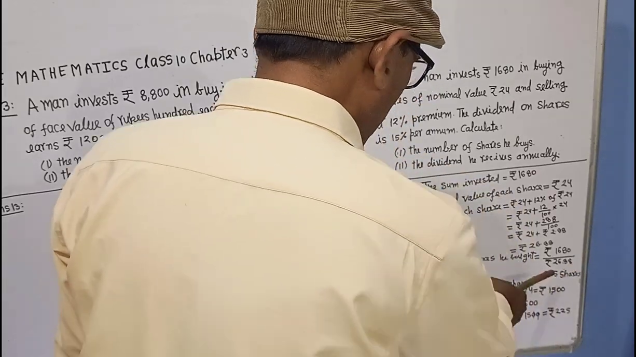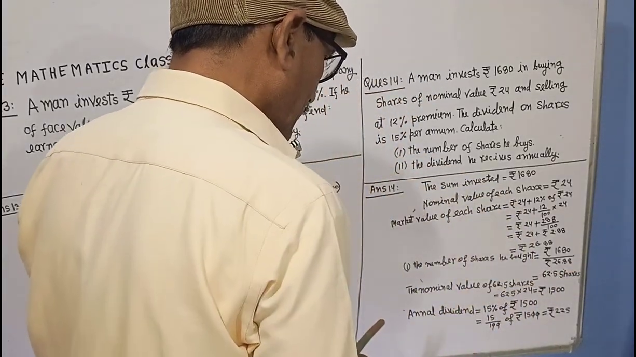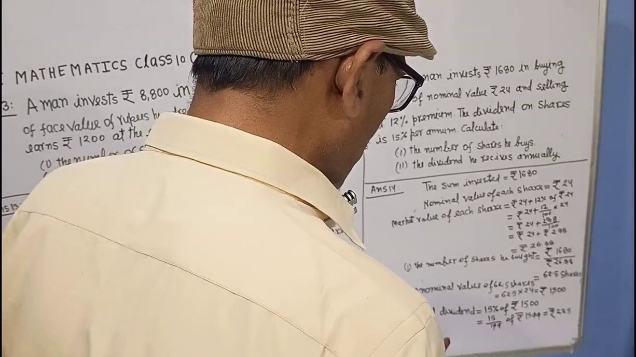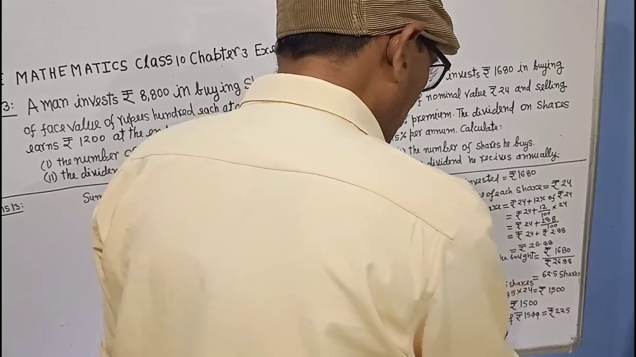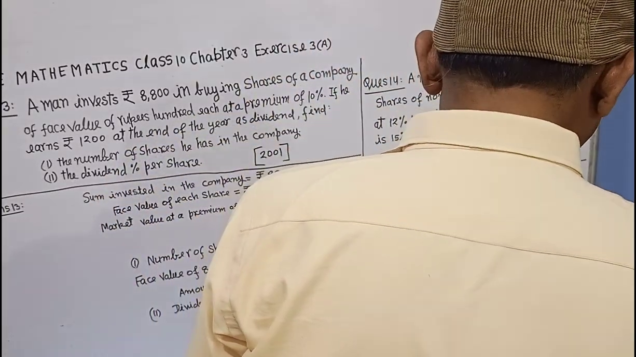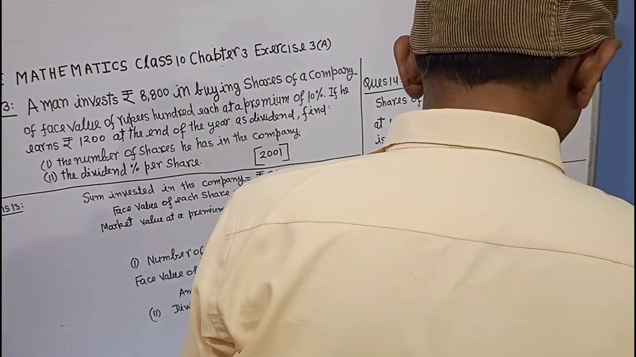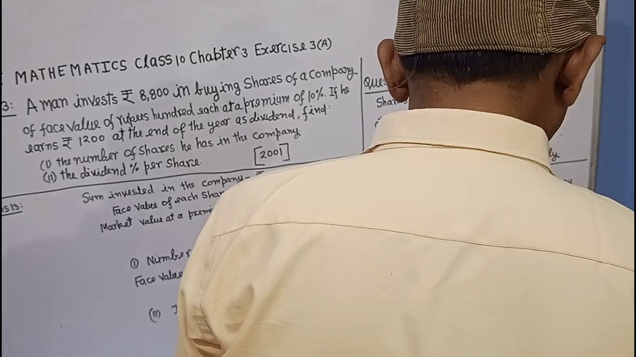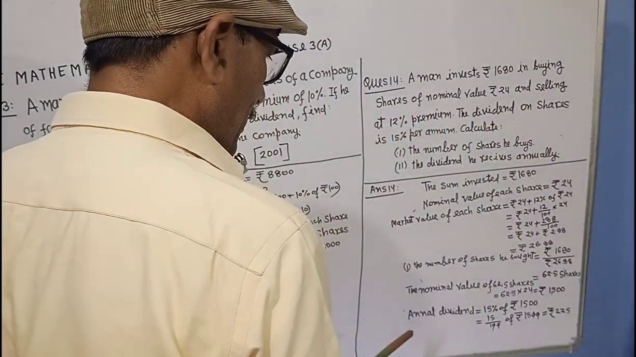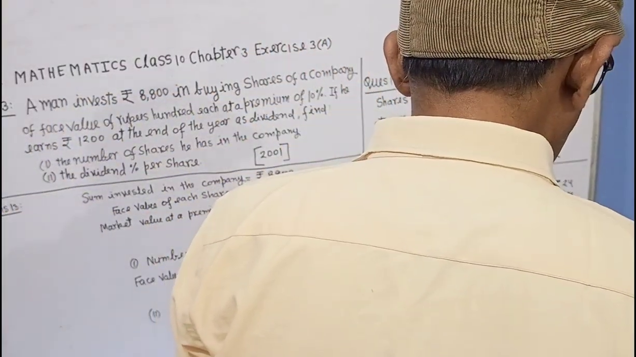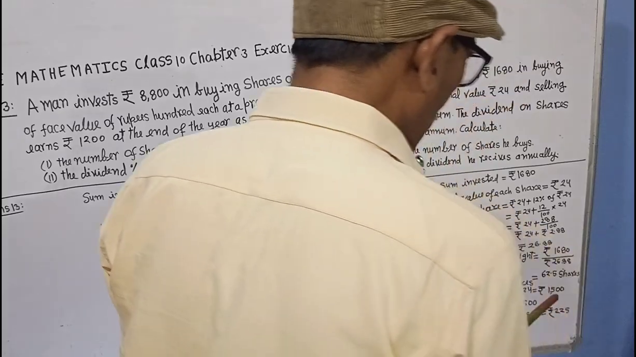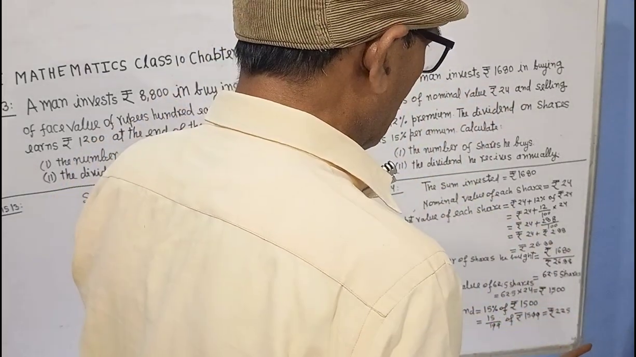The nominal value of 62.5 shares is equal to 62.5 into 24, equal to rupees 1,500. Annual dividend is equal to 15% of rupees 1,500, which is equal to 15 by 100 of rupees 1,500, equal to rupees 225. That's all.